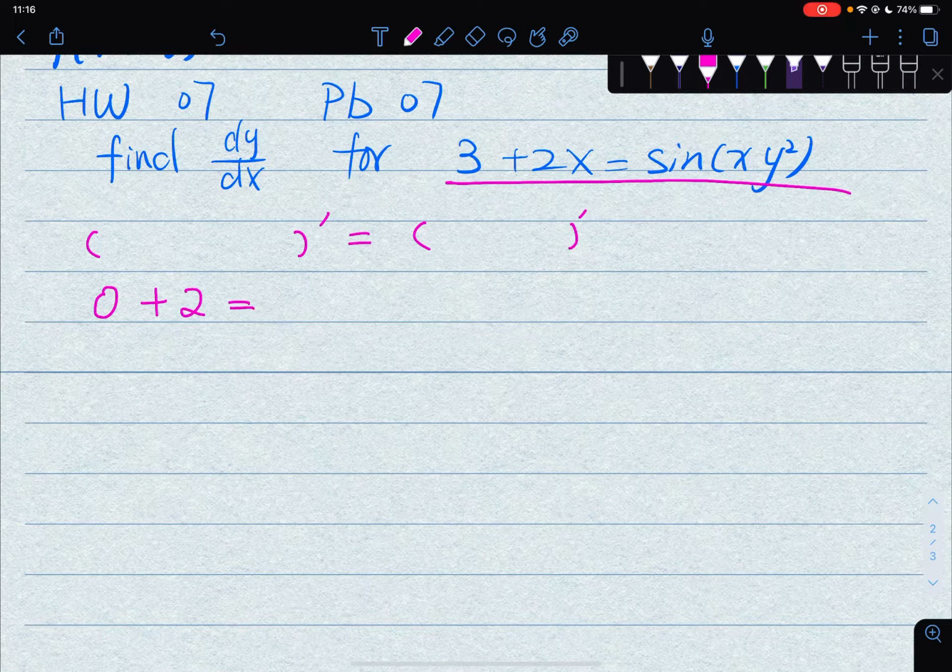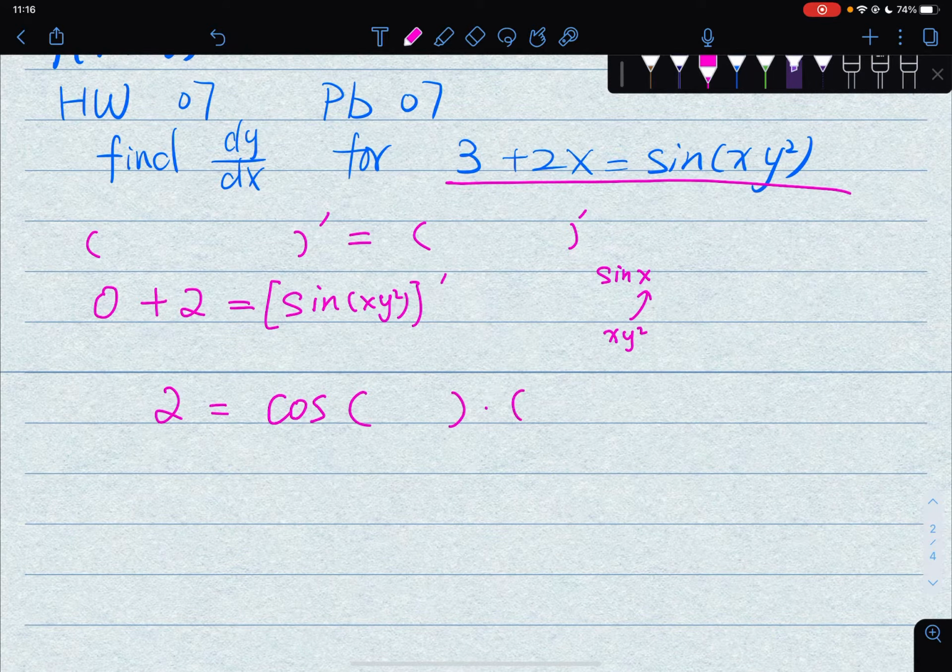The challenging part is how to differentiate the right side, which is sine of xy squared. Well, it's quite intuitive that it's a composite function. The outside layer is sine, and the inside layer is xy squared. So when you use the chain rule, you differentiate the outside layer and end up with cosine of something, then you squeeze in the inside layer, and then you take the derivative of the inside layer.